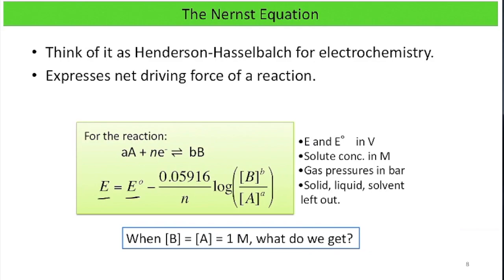So the cadmium solid going to cadmium 2 plus with 2 electrons, that's a half reaction. And the other reaction with silver chloride was also a half reaction. You can look up the potentials for these particular reactions in the appendix in your textbook. And the Nernst equation is kind of like the Henderson-Hasselbalch equation for electrochemistry.